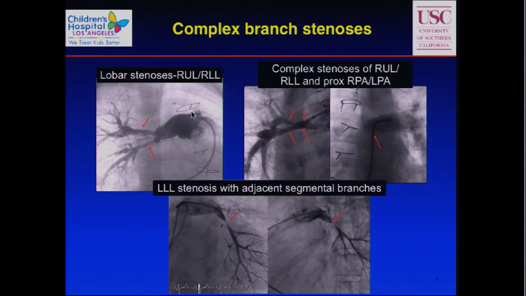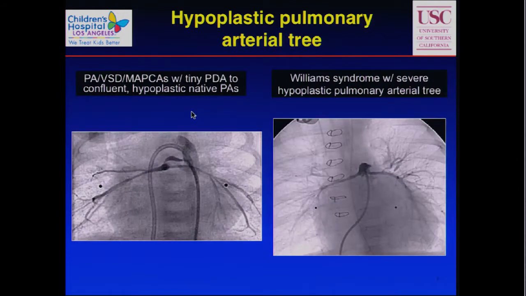You see this very tight stenosis. This is less than like a hair of a stenosis. The whole lung is hypoplastic here. And you see how there's some major branch off that, so trying to stent this could be a problem. So here's a Williams type picture where, again, both sides are truly hypoplastic.